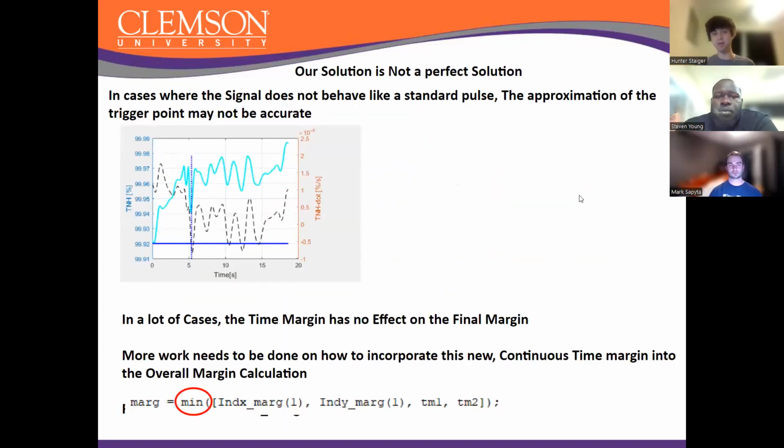For future work, we understand that our solution is not a perfect solution. For example, some difficulties are when your derivatives look like this, so they cross below the threshold multiple times. And that can make our solution behave a little strangely. It's not identical to what would have happened, but it's much closer than just assuming -99.